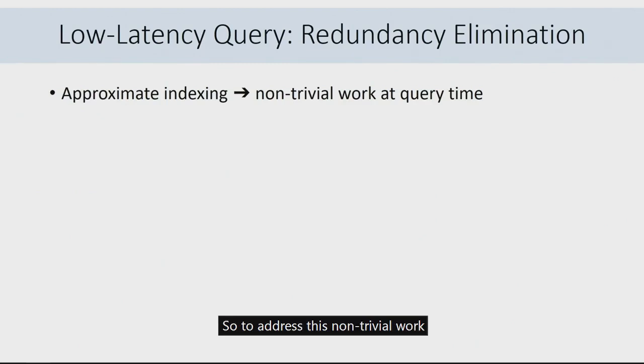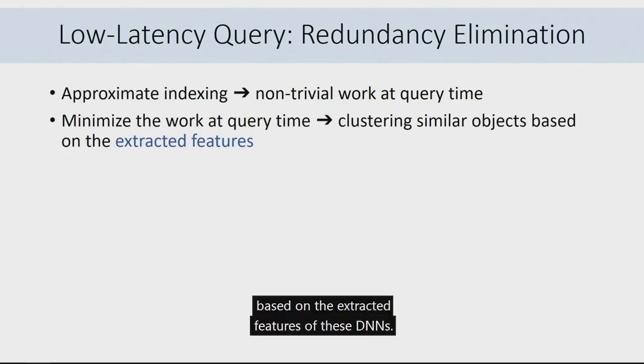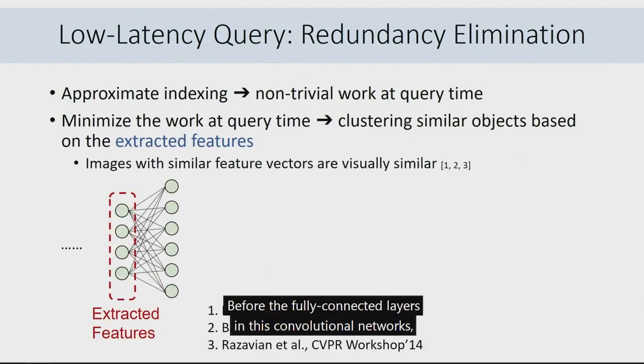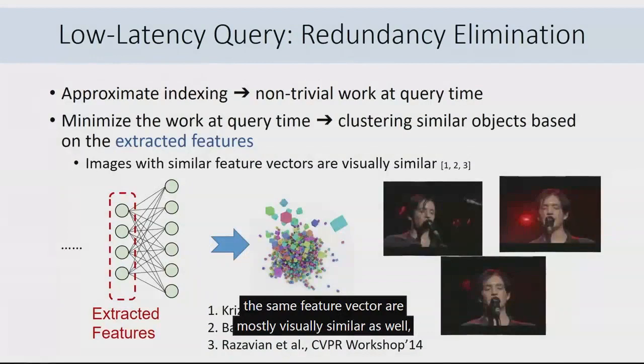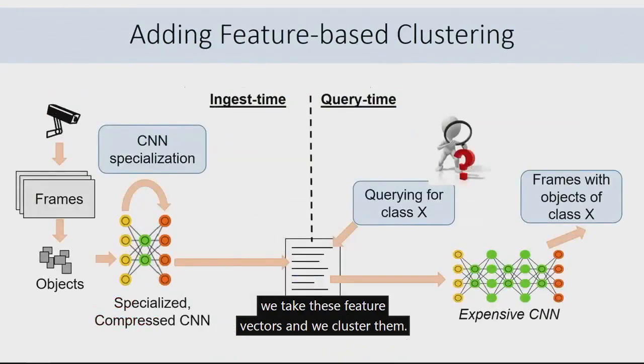To address this non-trivial work at query time, we use clustering based on the extracted features of these DNNs. Just a little bit of context: before the fully connected layers in these convolutional networks, there is a feature vector that gets produced. And usually what we've seen is that images with similar feature vectors are mostly visually similar as well. This has been shown in multiple studies in prior work. So essentially what we do here is we take these feature vectors and we cluster them.